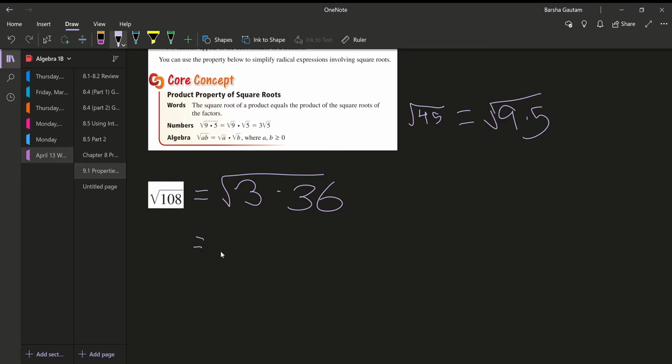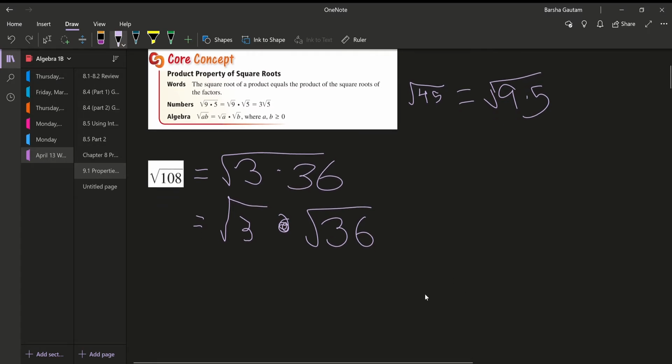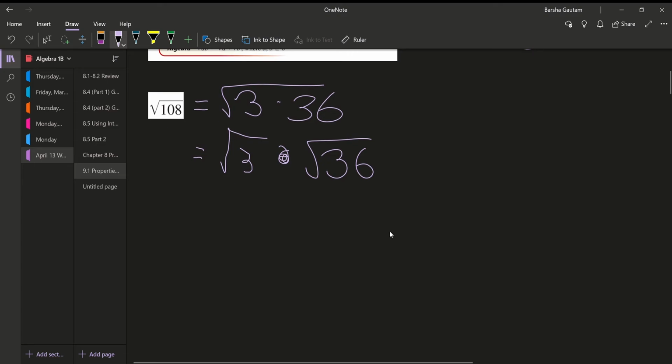Before we do that, we're going to create two separate roots. We're going to write root 3 times root 36. This is still the same thing. From here, we can figure out how to solve this problem. If we take the root of 36, that would be 6. So our answer is going to be 6 root 3.